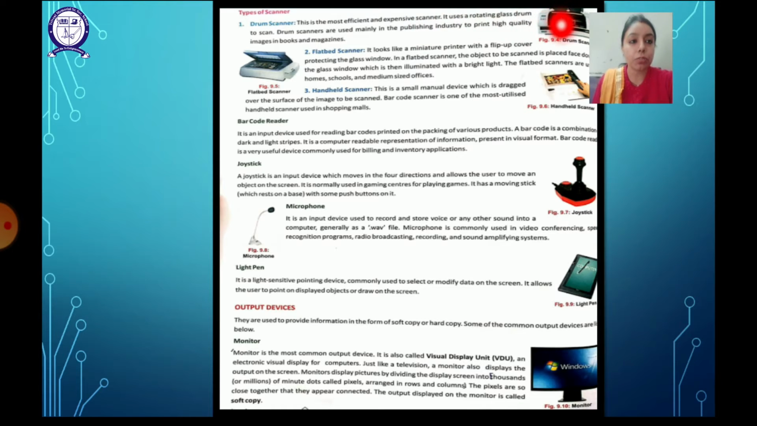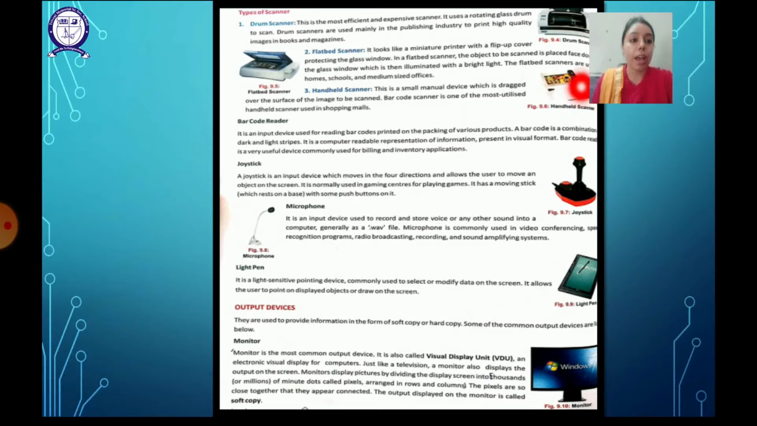The picture which you see here, this is a drum scanner. Then we have this flatbed scanner which you see here. It looks like a printer with a flip cover. On this you place your book or any other notebook on which you want the page to be scanned, and it is illuminated with a bright light. It is normally used in homes, schools and medium-sized offices.